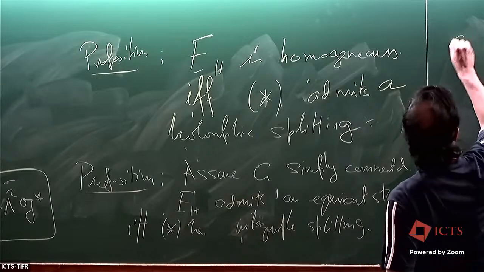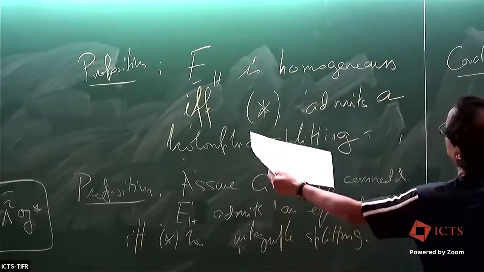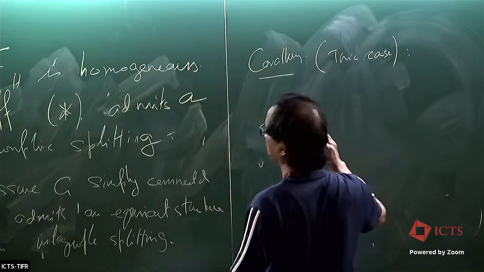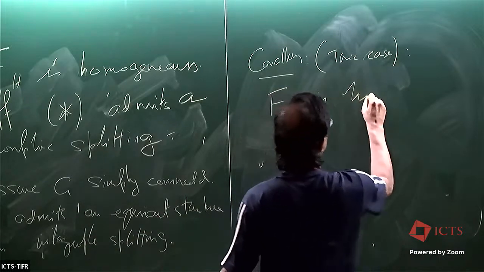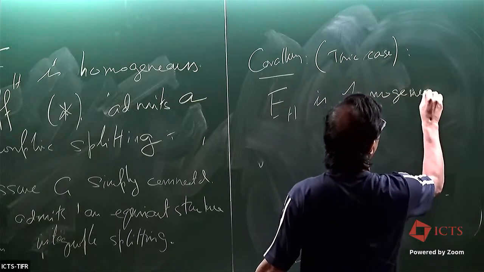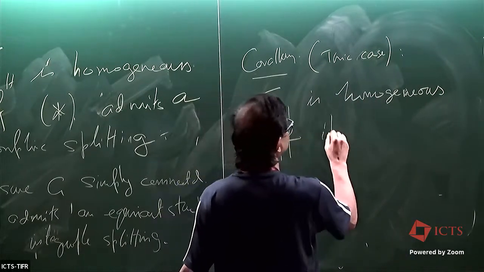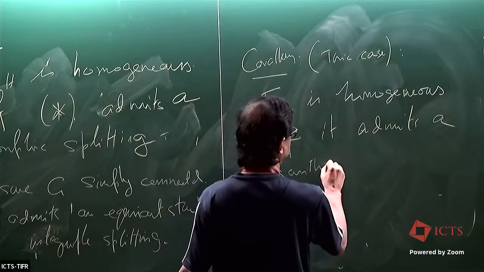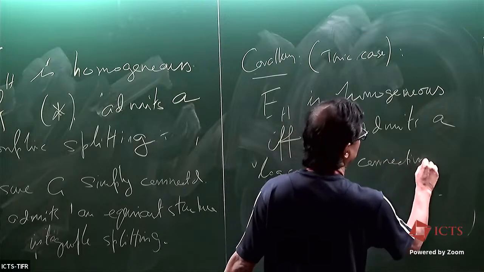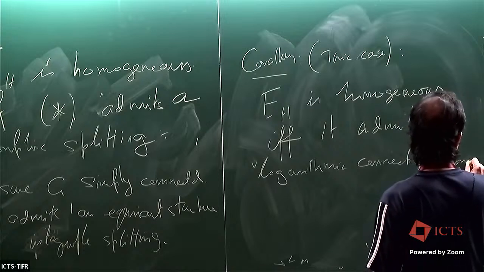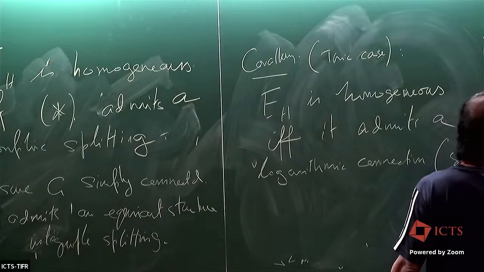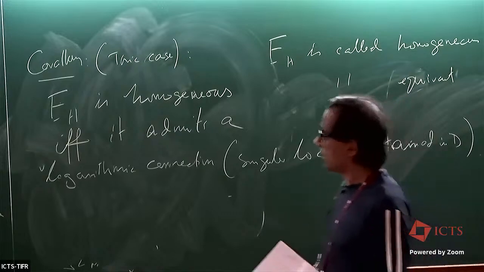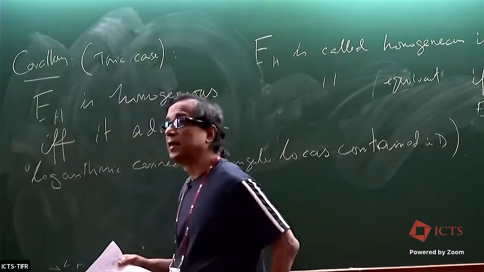So the corollary is as follows. Corollary: in the toric case, E_H is homogeneous if and only if it admits a logarithmic connection, with singular locus contained in D.